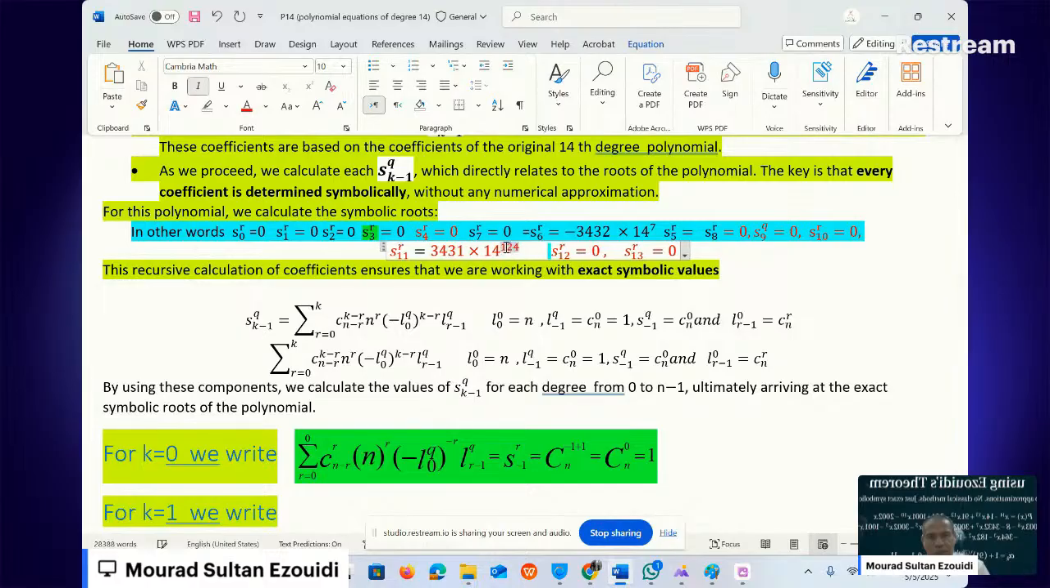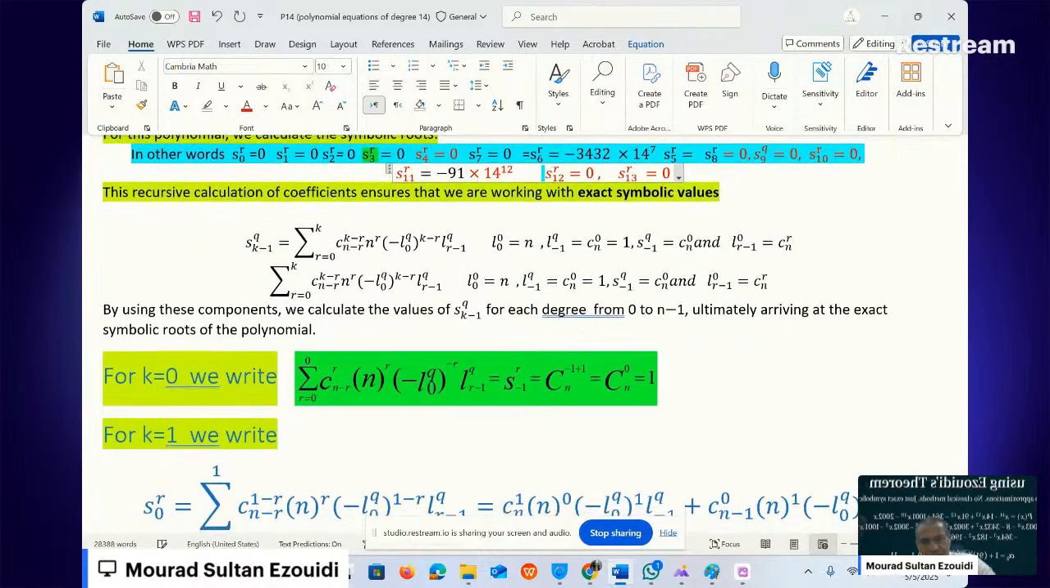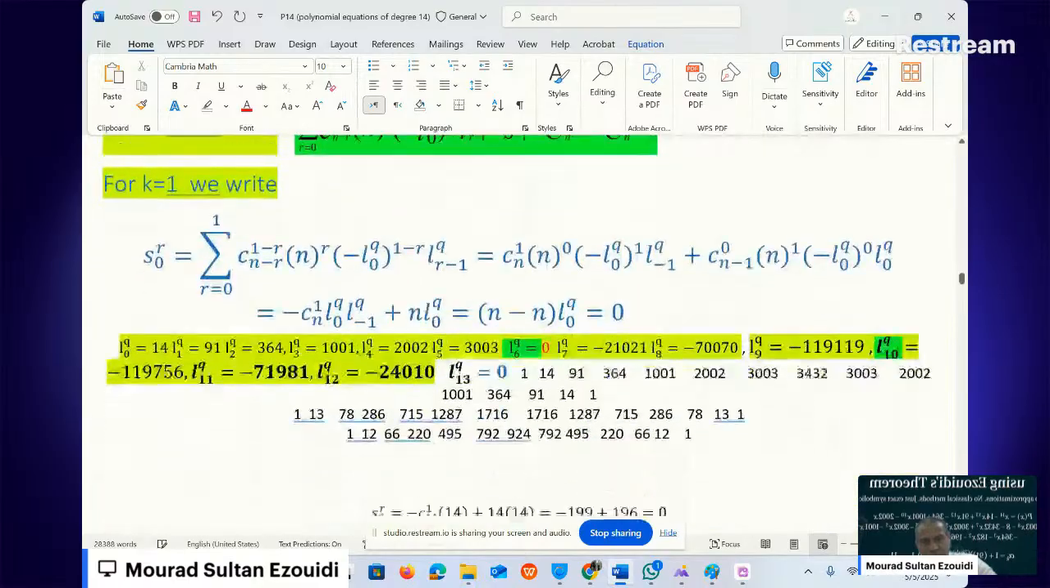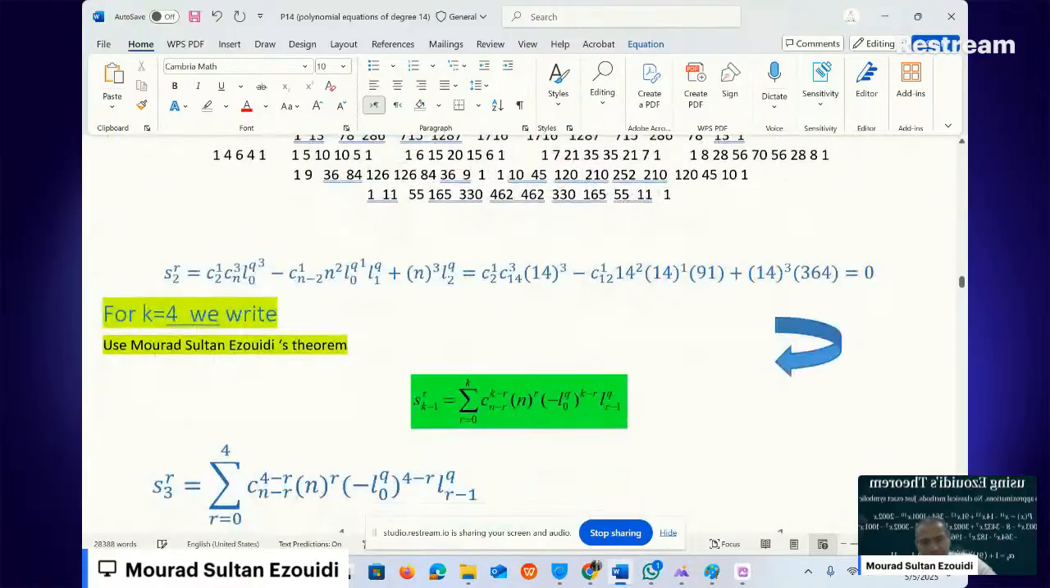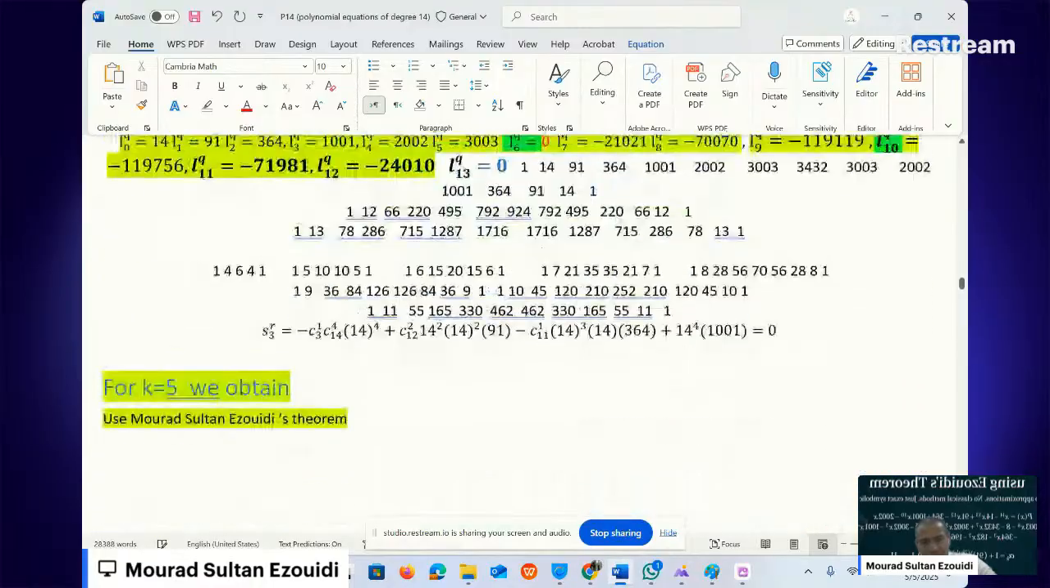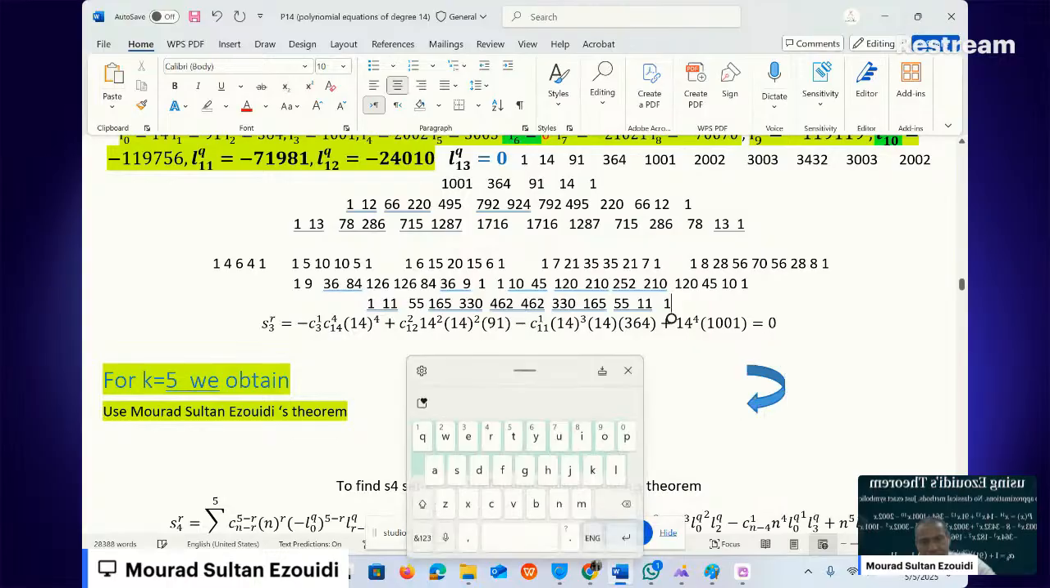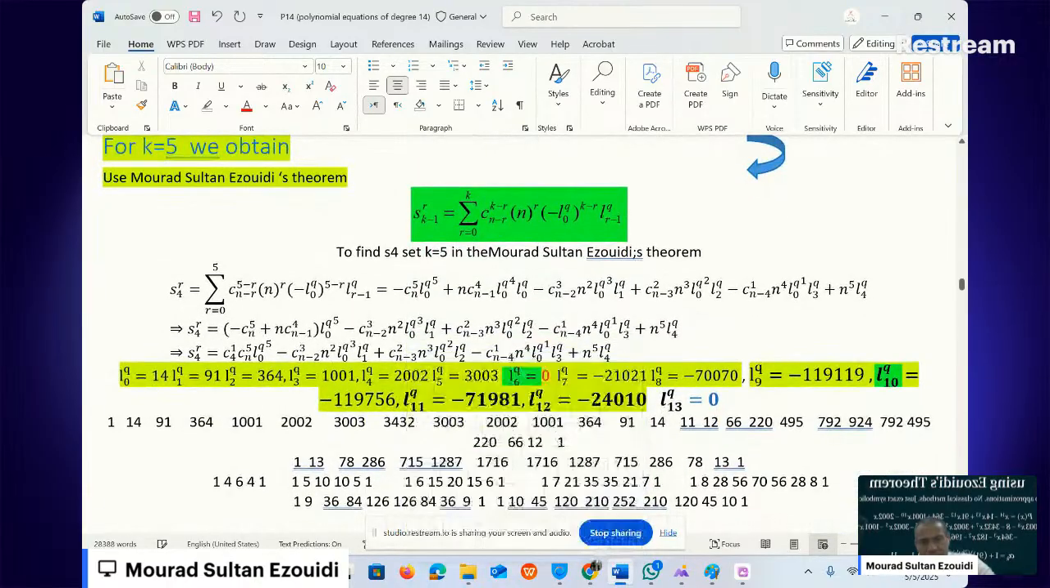12 is Mourad. Negative 91 times 14 raised to the power 12. So this is the value of this one. Let's check the value of this one, my professors. Then I will just come to you and go down, because I calculated this before starting my live stream presentation.